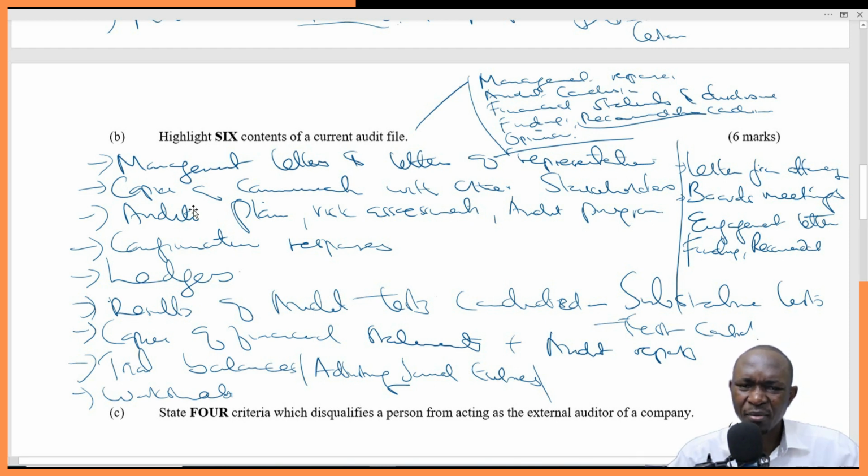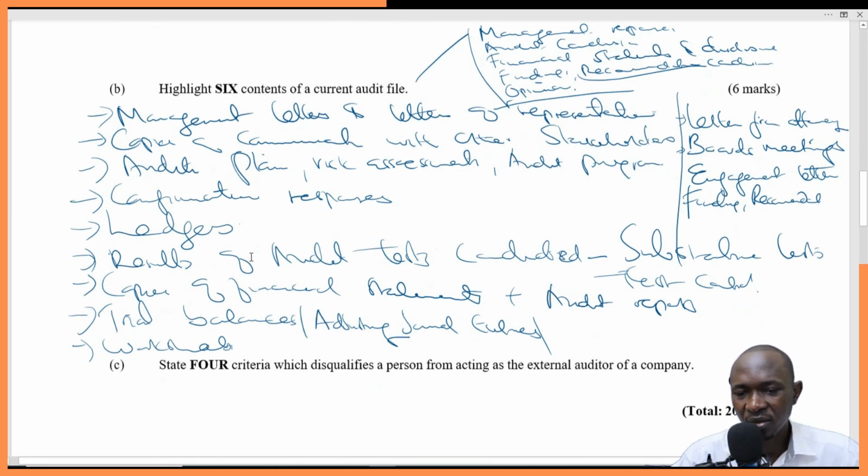I think we've gone far and mentioned more than 6. All those are points that you can use to answer this question: management responses, audit conclusion, financial statement disclosures, audit opinion, any findings, recommendation, conclusion, engagement letters, audit plans, audit programs, ledgers. I think that is far more than what we wanted, and this will give you 6 marks.